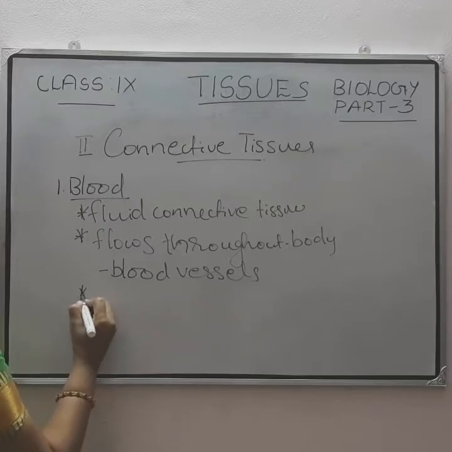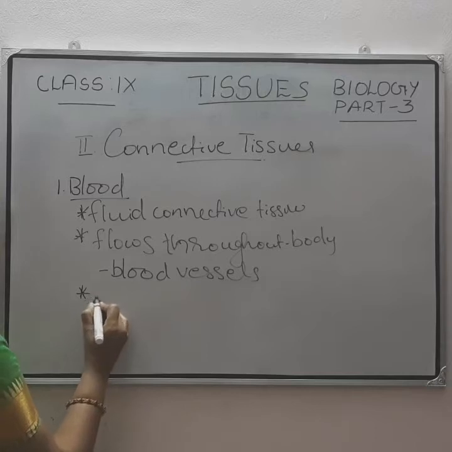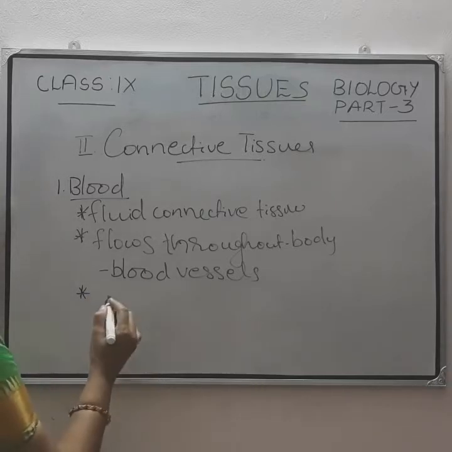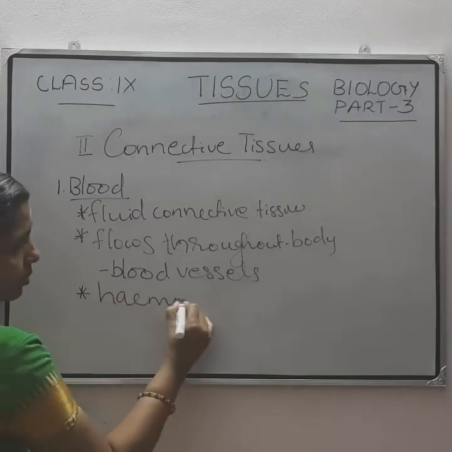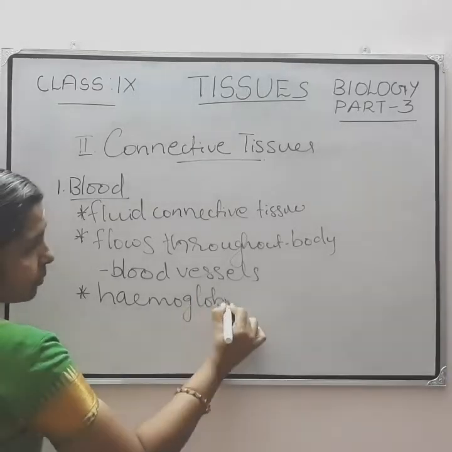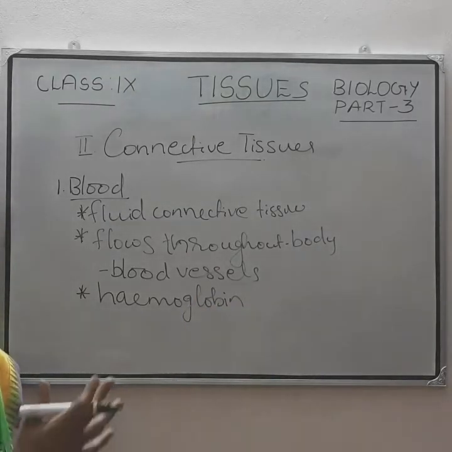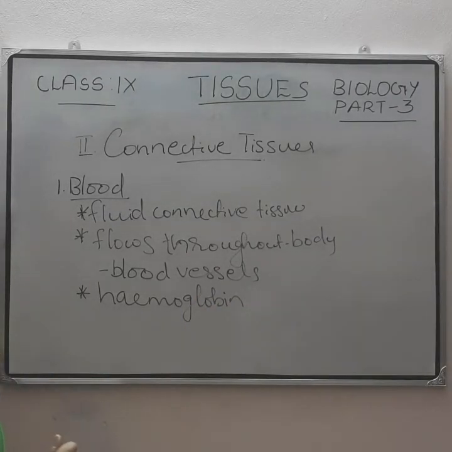Another thing: what is the color of the blood? That is dark red in color. Why is it so? Because of the presence of a pigment called hemoglobin that provides that dark red color to the blood. That is the general information about blood.